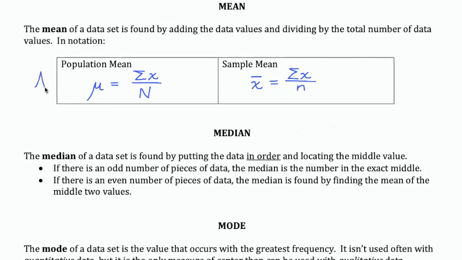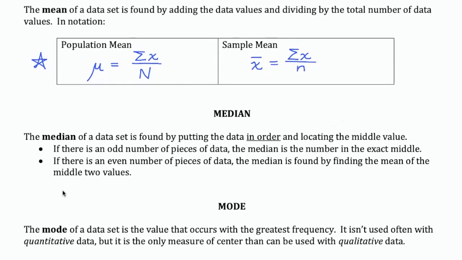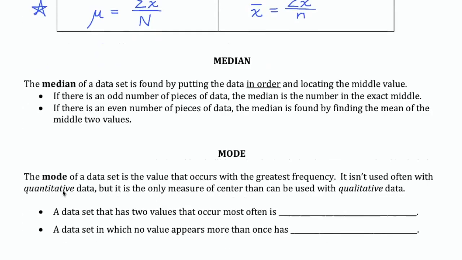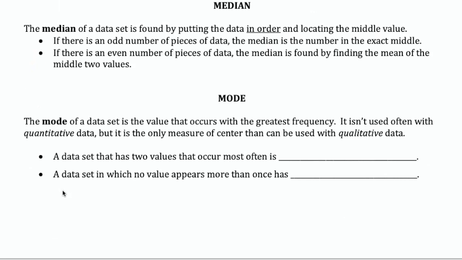Okay, please get used to reading statistical formulas. The median is the middle when you put the data in order, and that's the important thing to remember about that. For the mode, which is the most frequent piece of data, there are two definitions that you should know. A data set that has two values that occur most often is called bimodal, and a data set in which no value appears more than once, we say it has no mode. We don't report it as zero mode because zero is a number that could be the mode.